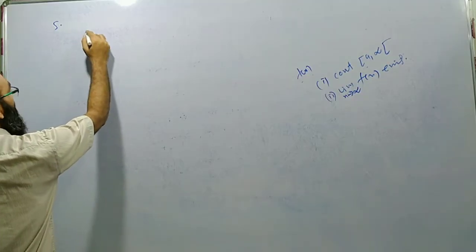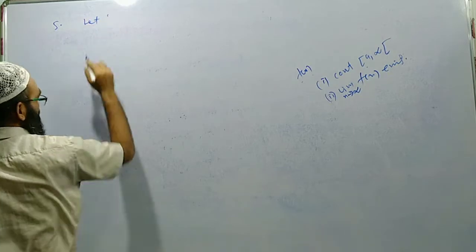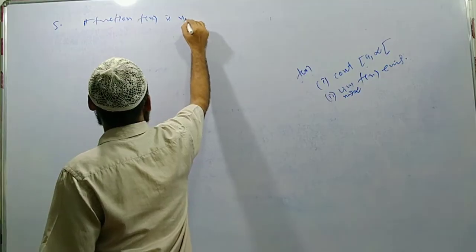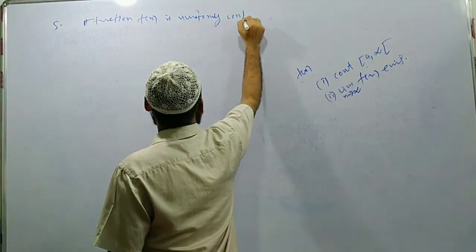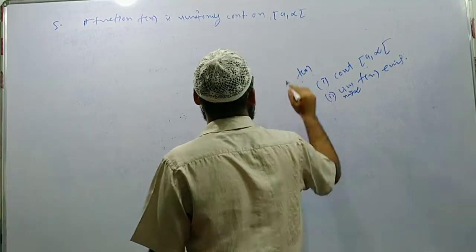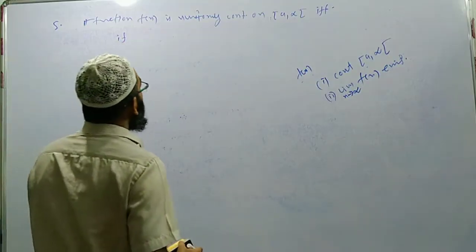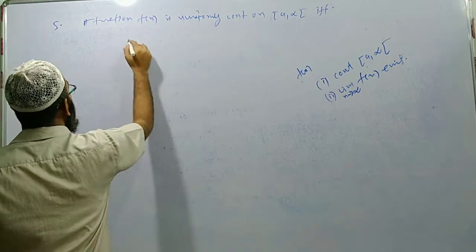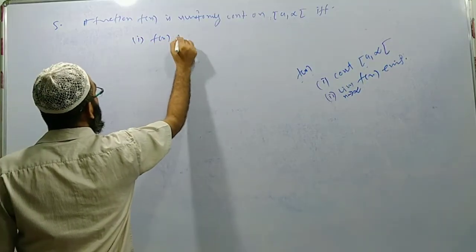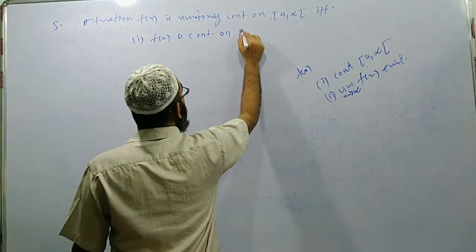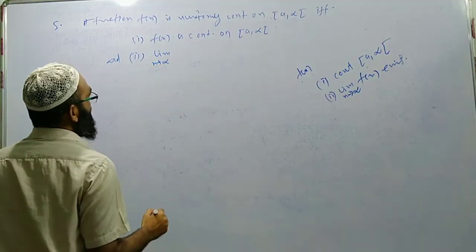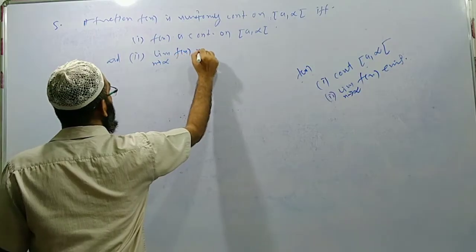Next, number 5. Let a function f(x) be uniformly continuous on I equal to (a, infinity), open, if and only if number 1, f(x) is continuous on (a, infinity), number 2, limit x tends to infinity f(x) exists.